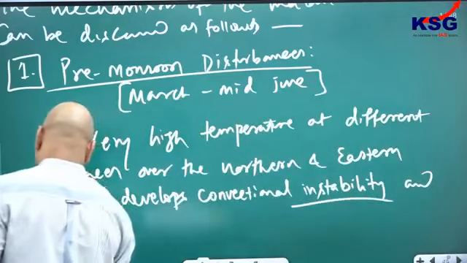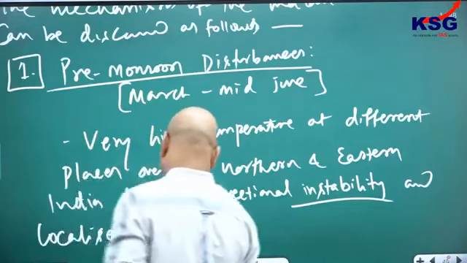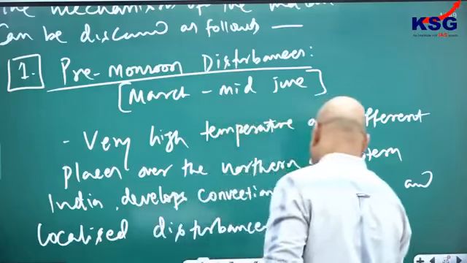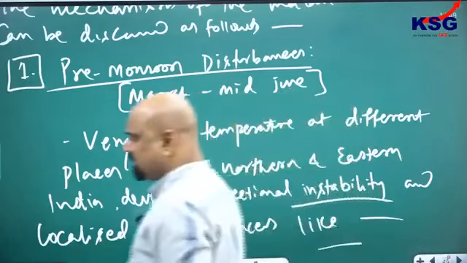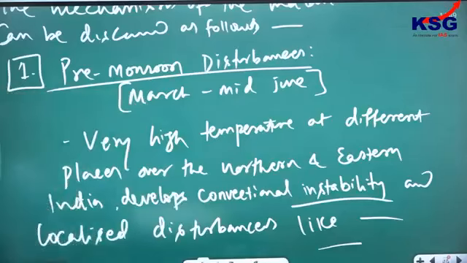localized disturbances, like कैसा है? What are those? Let us see, and we can give some example even of this. What are those? Please note down first.